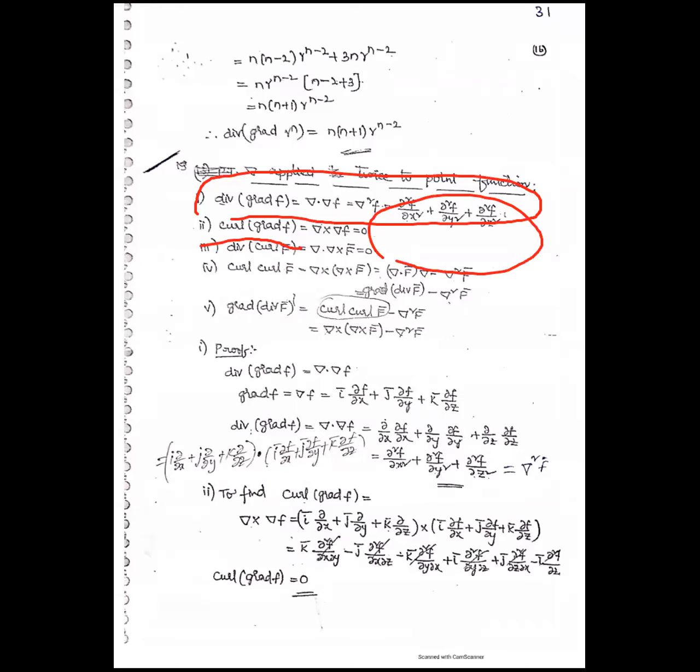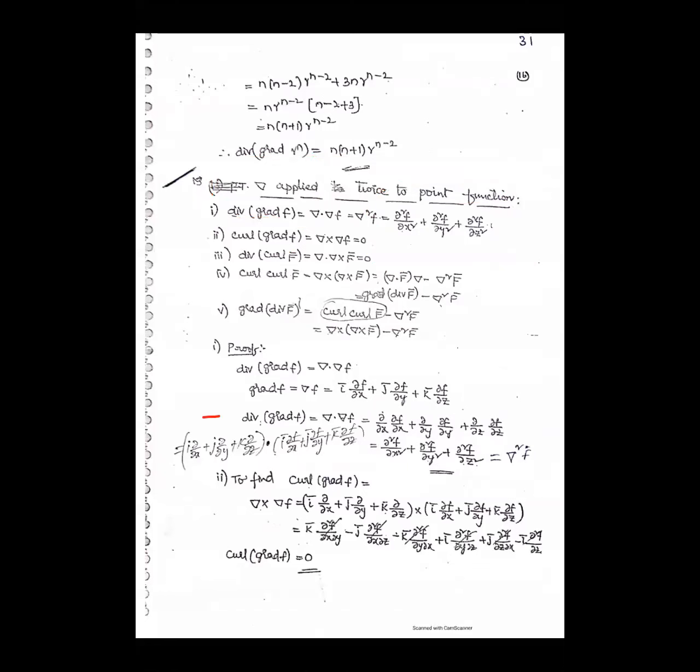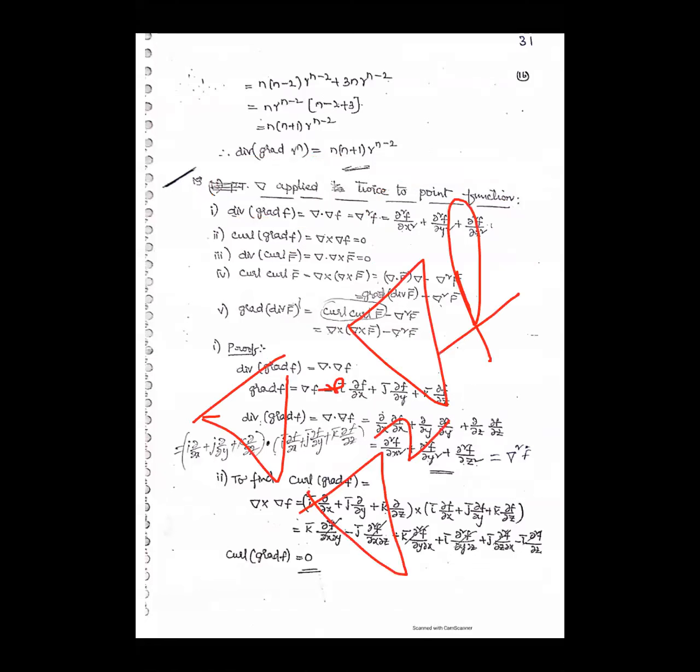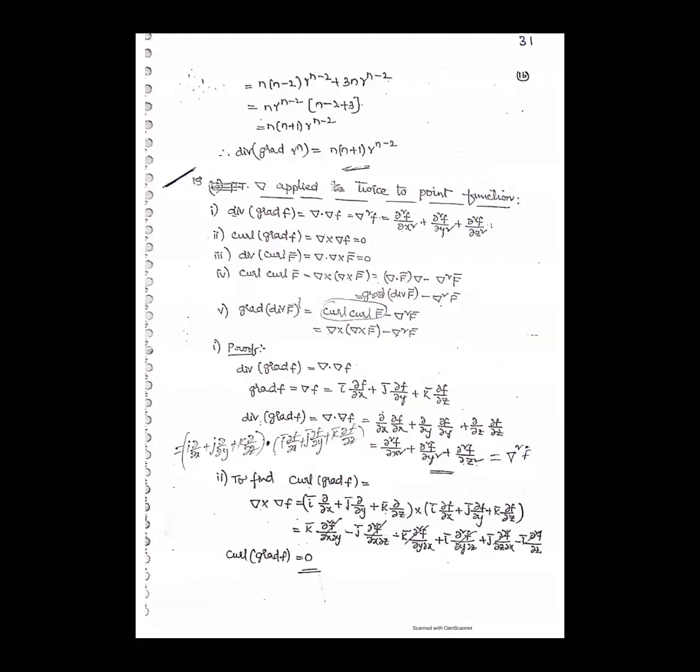Here we are applying del twice. For example, del dot del means del square. So del always applies to a scalar. After applying del to a scalar, it is a vector. Vector applied to del with respect to dot gives del square f. So the first statement is div of grad f equal to del square f, which equals dou square f by dou x square plus dou square f by dou y square plus dou square f by dou z square.